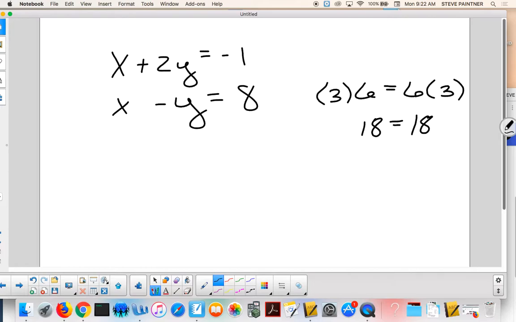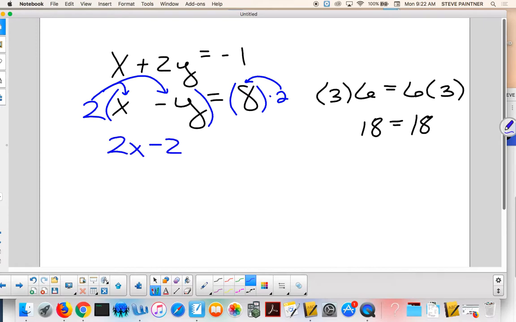Now, Gabe, you want what? 2. 2 times what? Top or bottom? Bottom. Okay, he says multiply the bottom by 2. Why would that work? Yeah, you're going to get negative 2y below a positive 2y. So 2 does work. Okay? 2 is okay. If you do that, you get 2x, you get minus 2y, and you get 16. Correct?